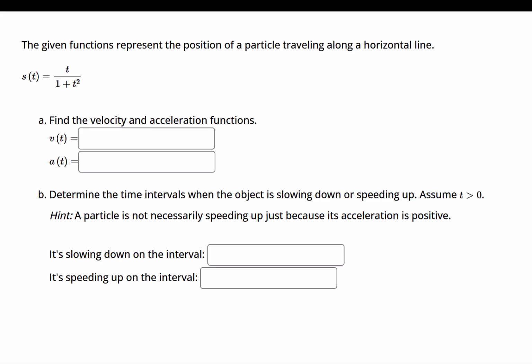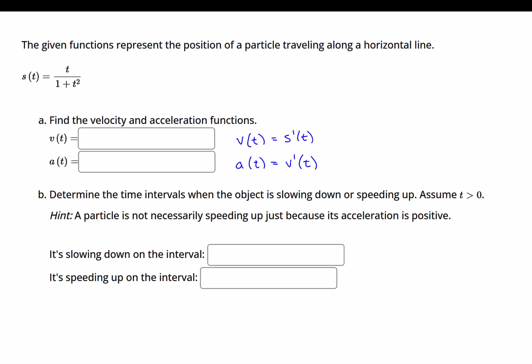Well, velocity is, of course, the first derivative of the position function, so we'll find the velocity function through the differentiation process. And then the acceleration function is defined as the first derivative of velocity, so we'll find the derivative once again.